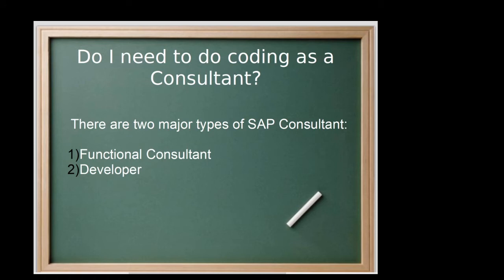So let's talk about, do I need to do coding as a consultant? When you become a consultant, you don't need to do coding if you are a functional consultant. If you are a developer, then you need to do coding. So these are the two major kinds of jobs out there as an SAP consultant: functional consultant or developer. If you're a functional consultant, you work on the application as a configurator. For example, you work on Photoshop. In Photoshop, there are different filters and different options. You use them to finalize the picture and put different filters on it. But if you are working on the application code, you have to do coding. So that is a developer.